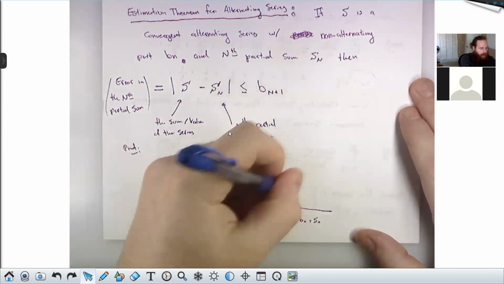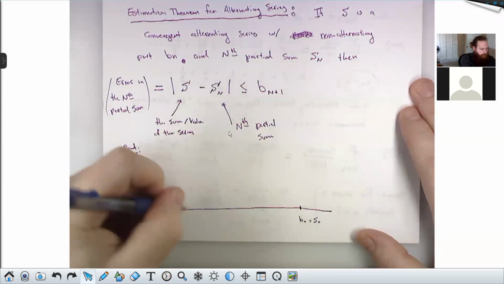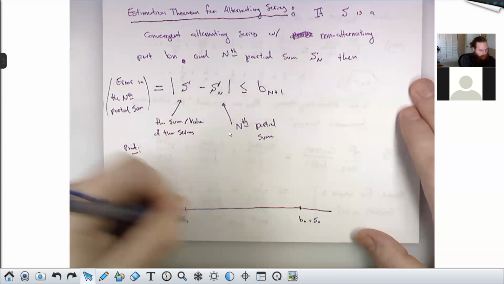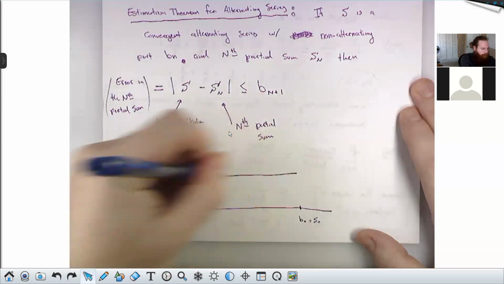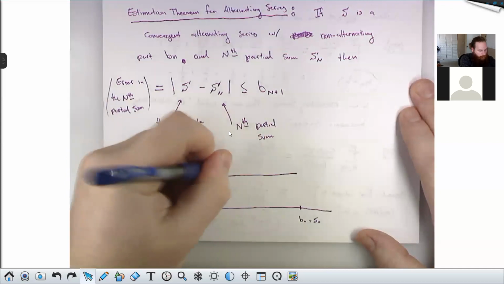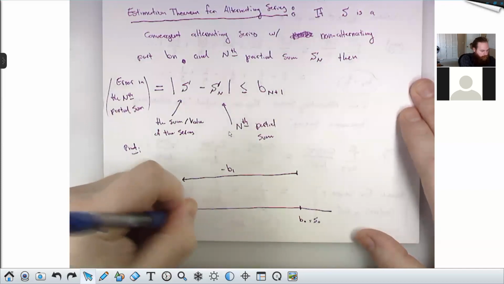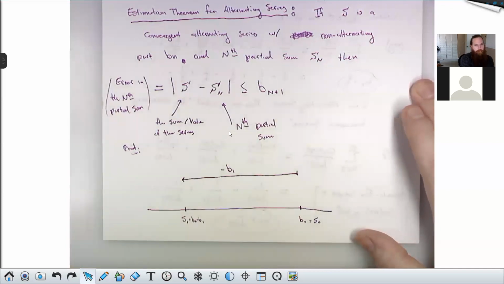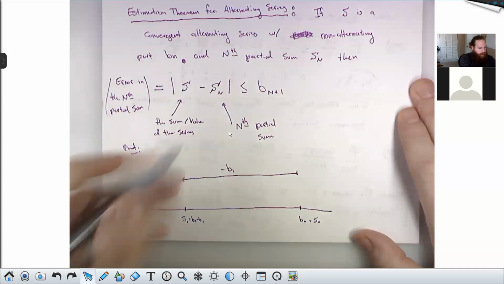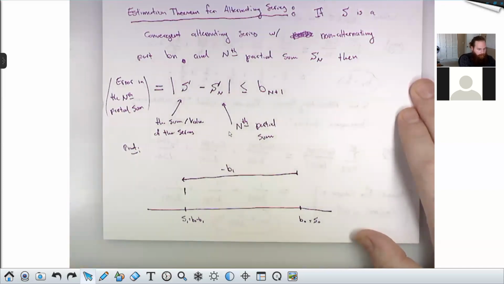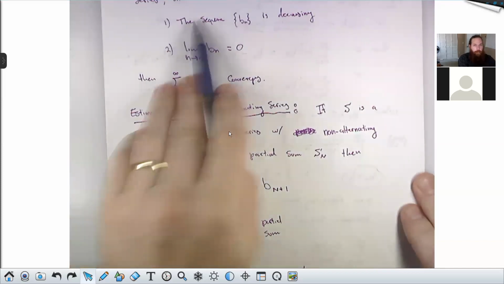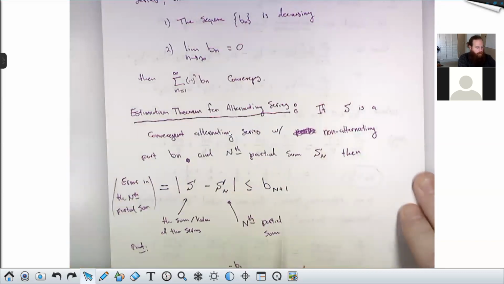B1 is going to drag me to the left, because I have to move to the left when I subtract B1. So I start out here at B0. S1 is B0 minus B1. And then because the series alternates, the next term has to be negative. And the term after that has to be both positive and smaller than B1, because one of my hypotheses is that the sequence Bn is decreasing. So B1 is not as large as B0. Maybe 0 is over here.